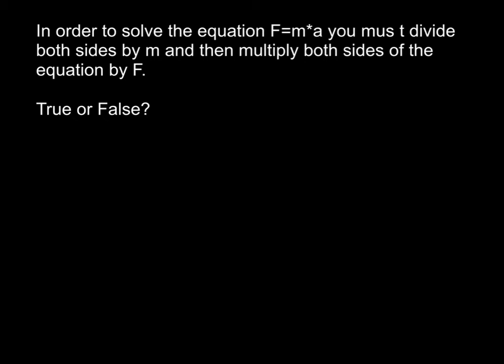In order to solve the equation, force equals mass times acceleration, you must divide both sides by m and then multiply both sides of the equation by f. Is this true or false? Go ahead and pause it. So moving forward here, force equals mass times acceleration. And it's saying we want to solve for m.